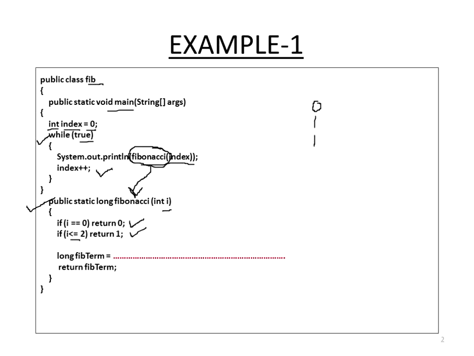Now next is long fibTerm. So we have a variable called fibTerm and its data type is long. Now I'll give you 10 minutes. You have to find out what should be there in this space. What will be the equation in order to print the Fibonacci series. This is a Fibonacci series 0, 1, 1, and then can you tell me what will be the next number after 0, 1, 1 in the Fibonacci series?